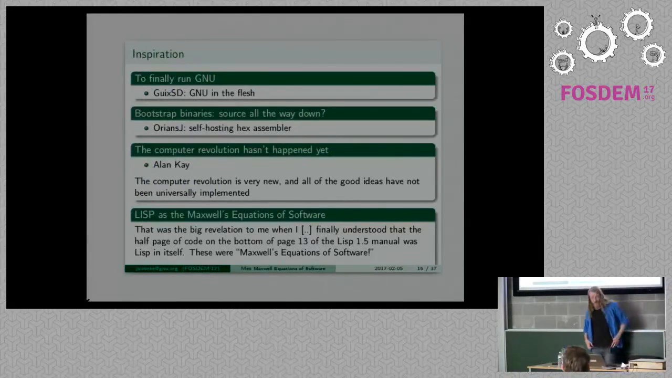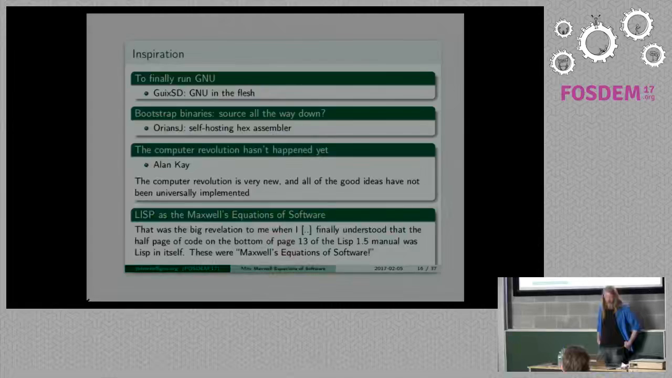And then I stumbled upon an interview with Alan Kay, where he said, the big revelation to me was when I finally understood that the half page of code on the bottom half of page 13 in the Lisp 1.5 manual was Lisp in itself. These were the Maxwell equations of software. So I thought, if you want to bootstrap a system and you want to do that in the most convenient and small way, well then maybe use something Lispy.